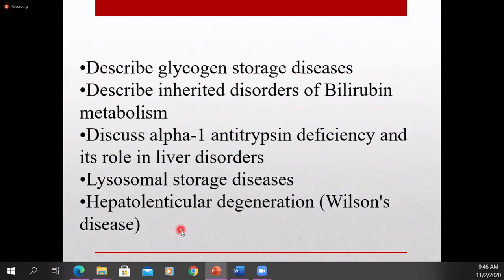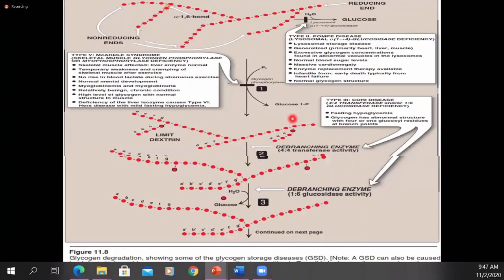خليني اخلص بسرعه لانه اذا ظل معنا وقت دقائق نتناقش فيهم، وممكن نعمل اوبن سيشن نناقش فيهم الاسئله اللي بدكم اياها. بدنا نحكي شوي عن الجلايكوجين ستورج ديزيزز، الانهيرتد ديس اوردر اوف بيليروبين ميتابوليزم، واللايسوسومال ستورج ديزيز as well as Wilson disease. Just I want you to know from these slides، هذا شيء يمكن حكيناه ببيوكيمستري.